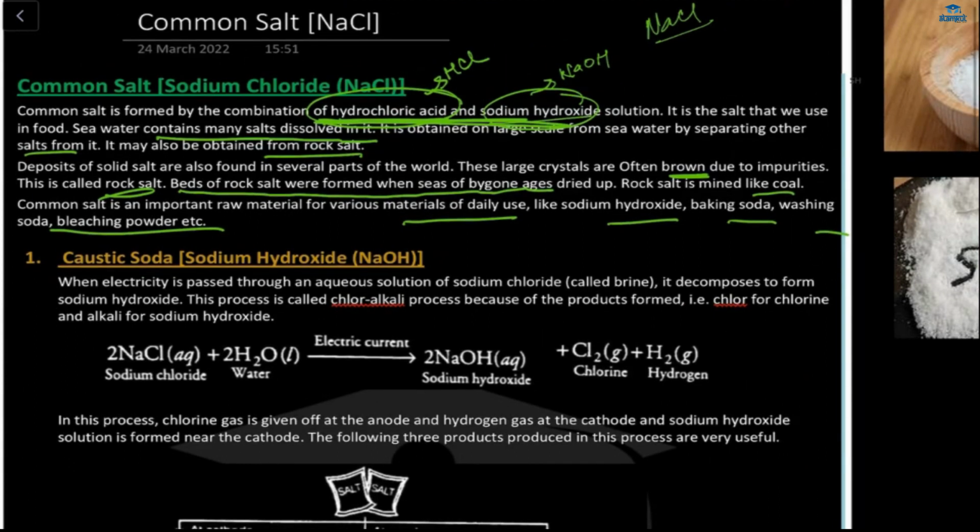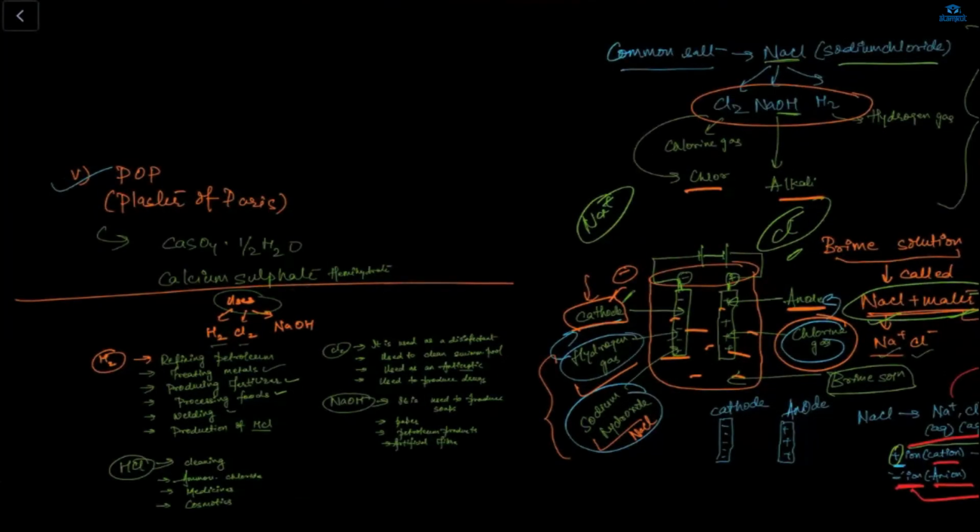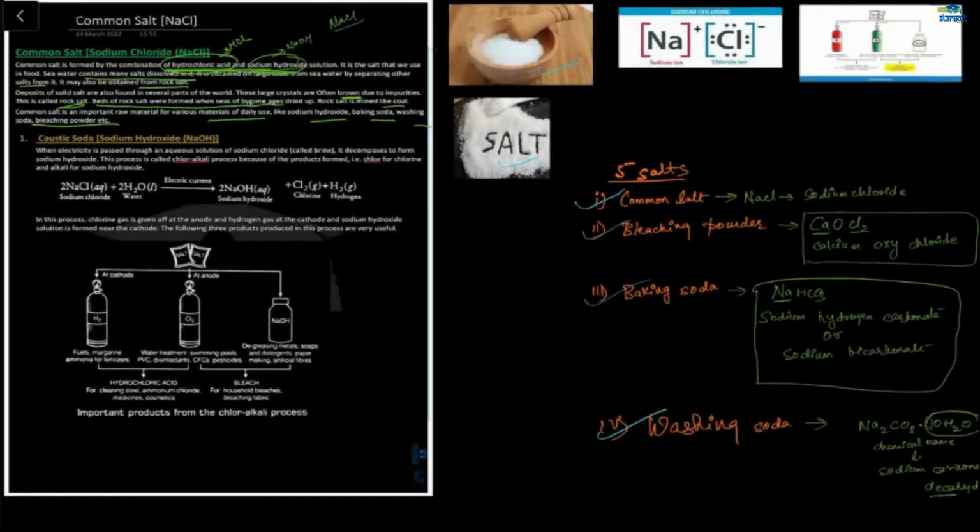Okay, so from this we learned what the uses of common salt are, how to produce common salt, where we generally get common salt from, and what the diagram of common salt is. This is the diagram. Now, what is the next part?